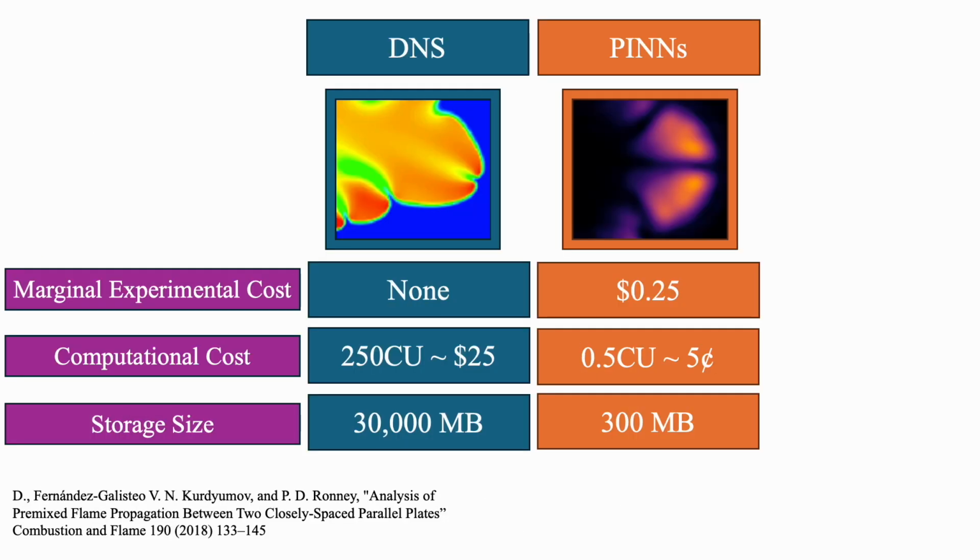To compare DNS to PINNs, the marginal experimental cost is 25 cents for PINNs. Obviously, there's no experimental cost to run DNS. The computational cost is about 500 times less, and the storage cost is about 100 times less because we're storing a function instead of a discrete data set.